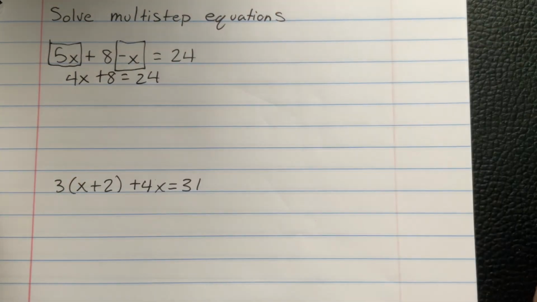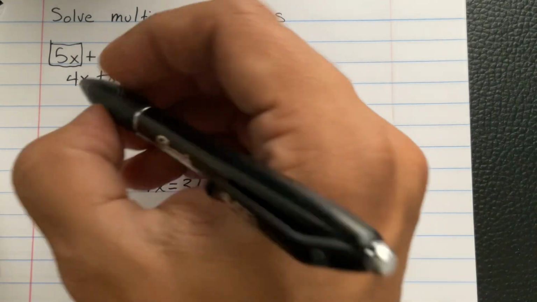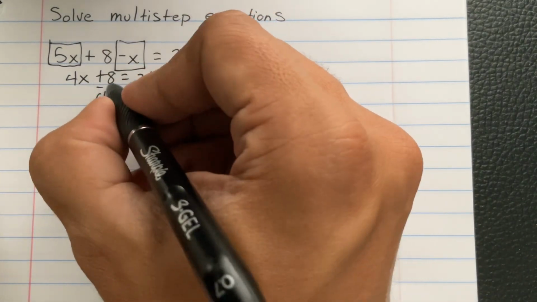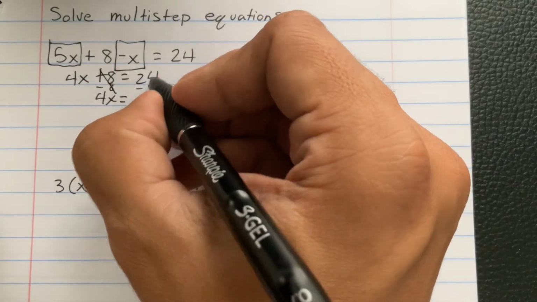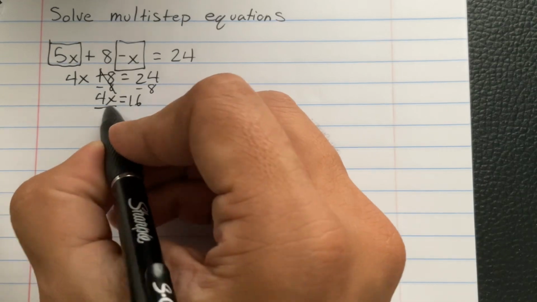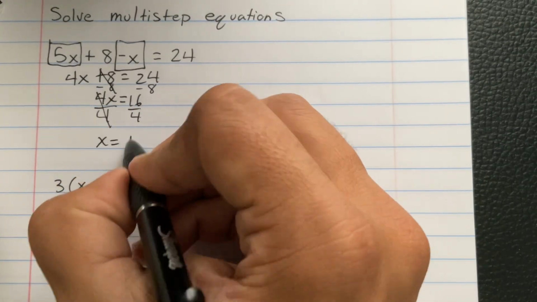And now we're left with a two-step equation. We're going to get rid of the 8, minus 8 on both sides. 4x equals, so we're going to subtract 8 here, subtract 8 here. I'm left with 16. Then, how do we get rid of the 4? I divide by 4. X equals 4.